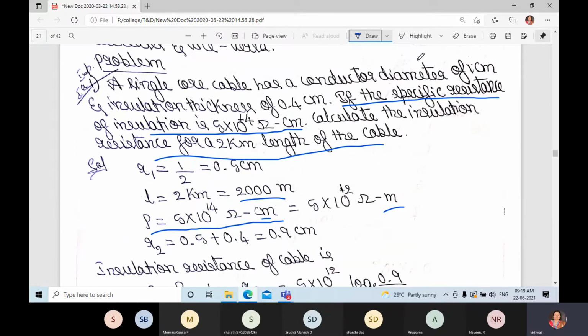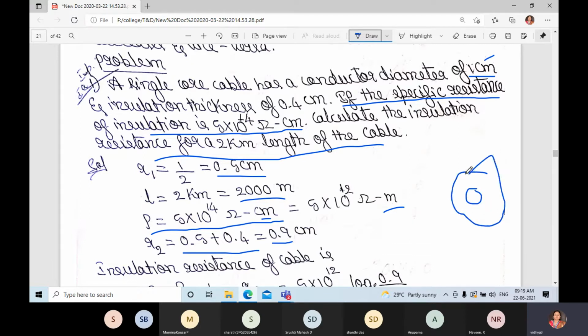0.5 plus 0.4, because here the conductor diameter is 1 centimeter, that means D1 is equal to 1, and that is given, so divided by 2, 1 divided by 2 you will get 0.5, that is the inner conductor radius. Okay, and the overall means 0.4 plus 0.5, you will get 0.9 centimeter, the inner conductor and the total insulation. Okay, like this.